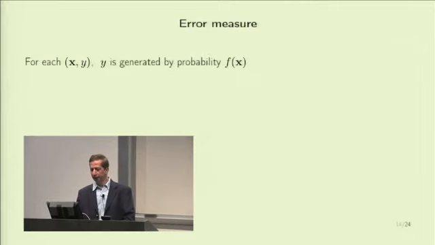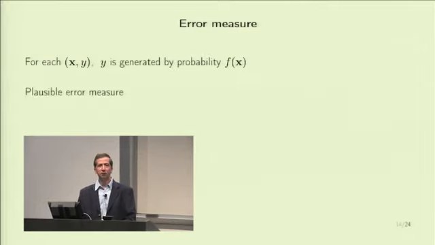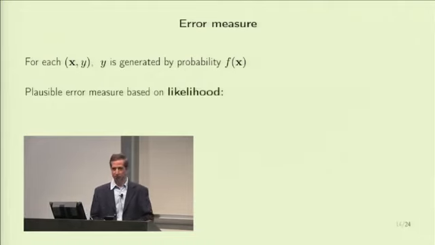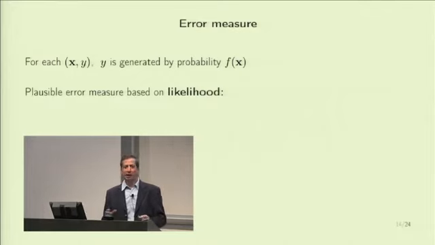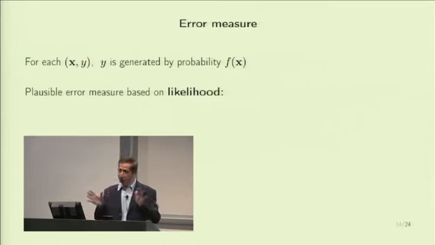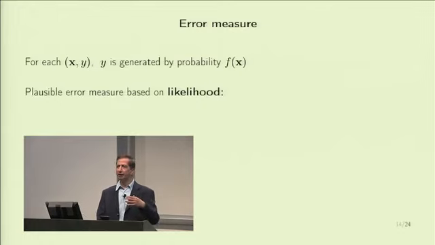Y is generated by it, okay. We have the following plausible error measure. Here's the argument. It is based on likelihood, okay. Likelihood is a very established notion in statistics, not without controversy, but nonetheless, it's very widely applied. The idea of it is that I am going to grade different hypotheses according to the likelihood that they are actually the target that generated the data.